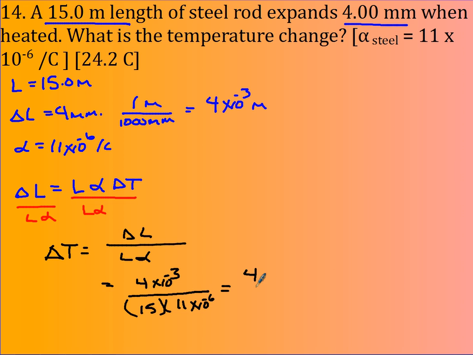Now multiply straight across. This is 4 times 10 to the negative 3 divided by, I need my parentheses here, 15 times 11 times 10 to the negative 6, which is 1.65 times 10 to the negative 4. So 4 times 10 to the negative 3 divided by 1.65 times 10 to the negative 4 gives me 24.242424 Celsius.